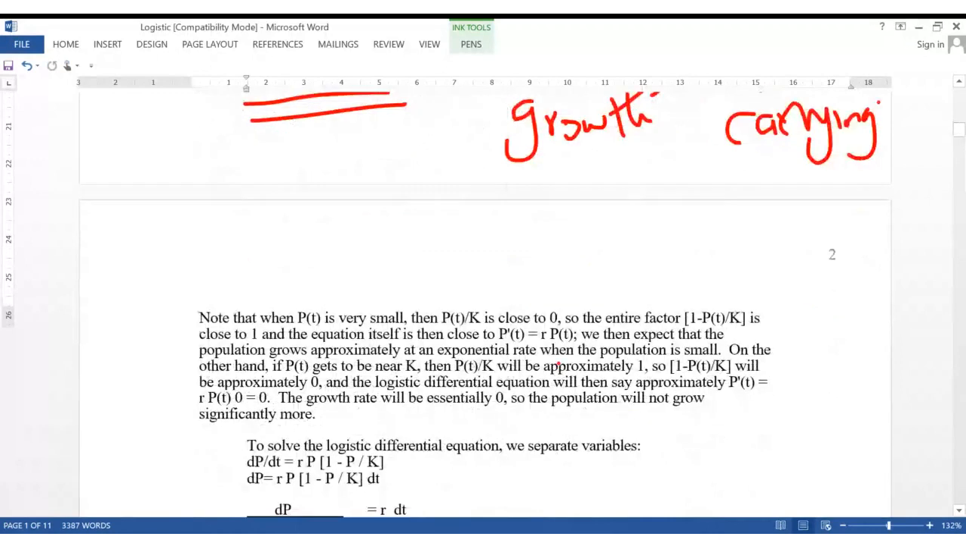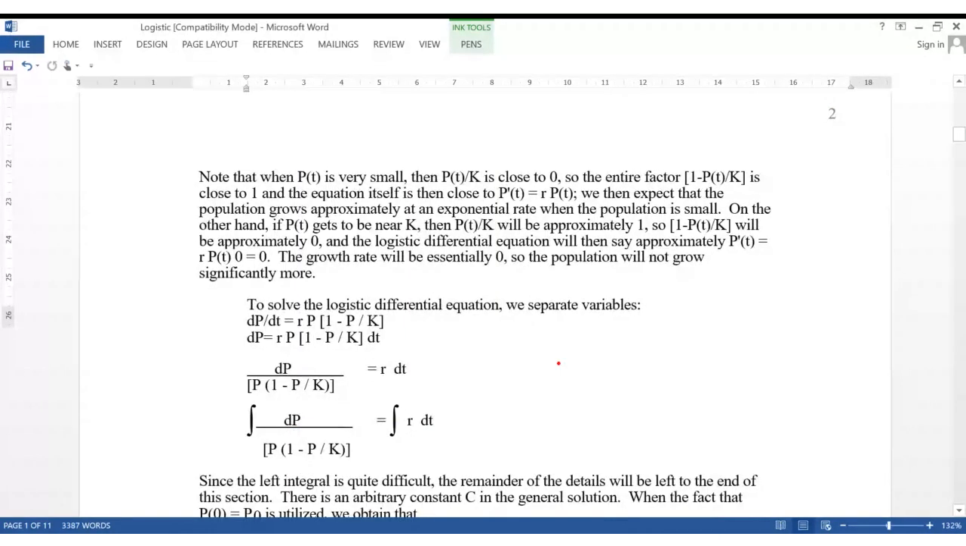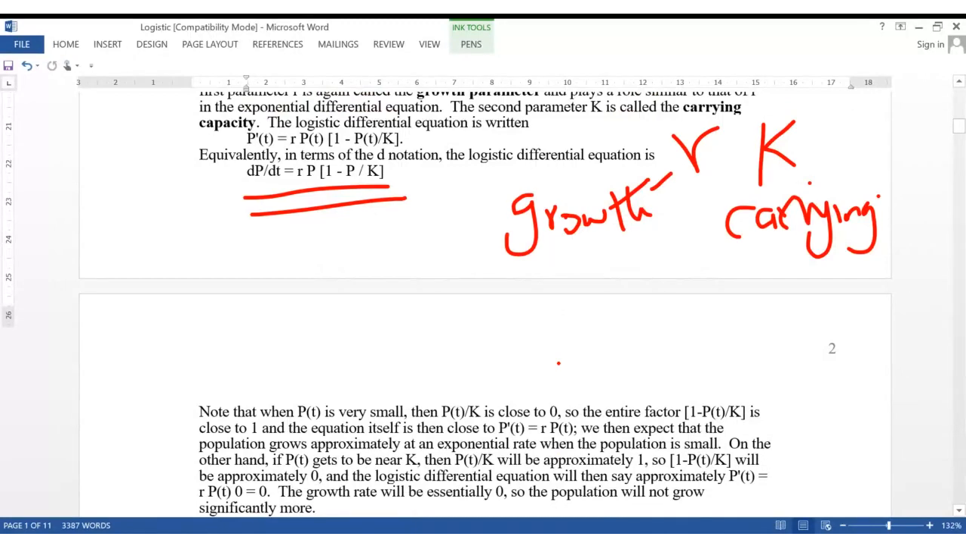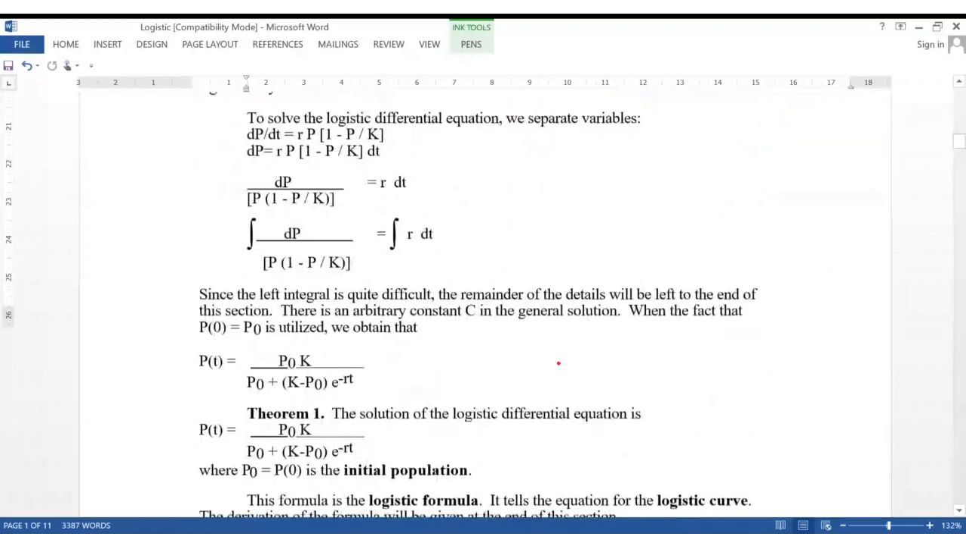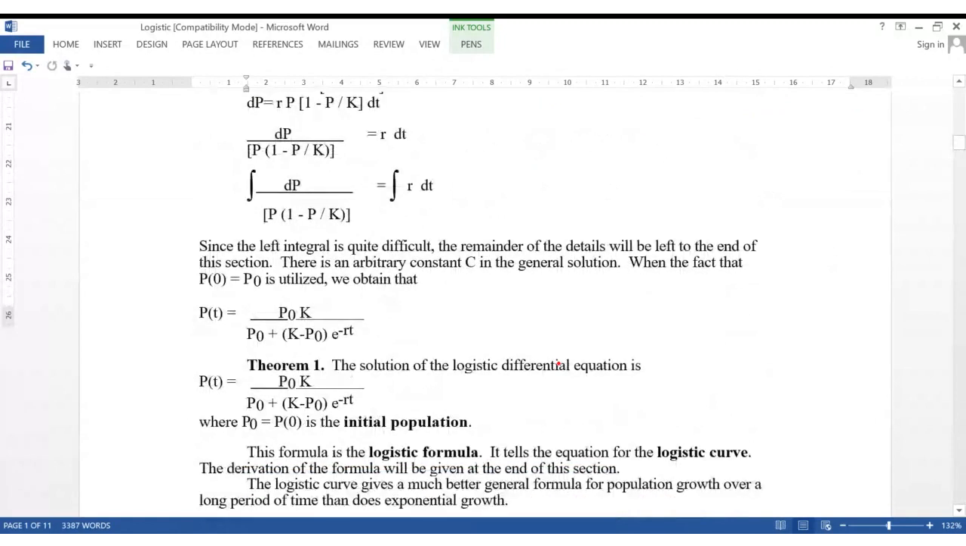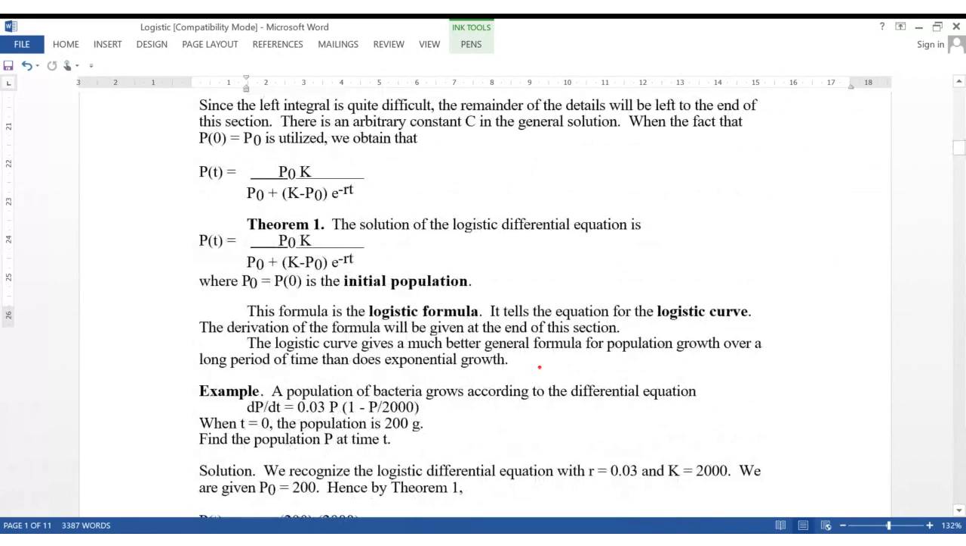The author of this document was able to integrate dP over dt equals rP(1 minus P over K) to get this equation. I will not go into the integration because you have not learned integration by partial fractions. It is a lengthy one. The equation that I want you to remember is the one I'm circling. That is the most important one. P(t), the solution for the logistic differential equation, is P naught K over P naught plus (K minus P naught) e to the power of negative rt.